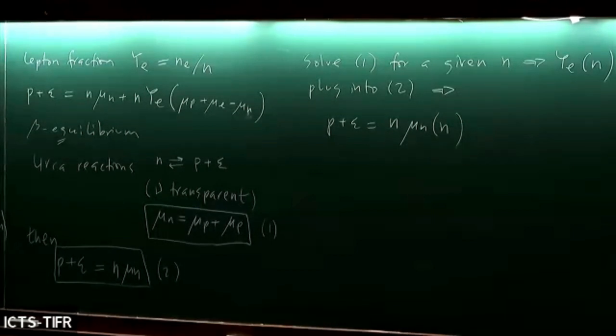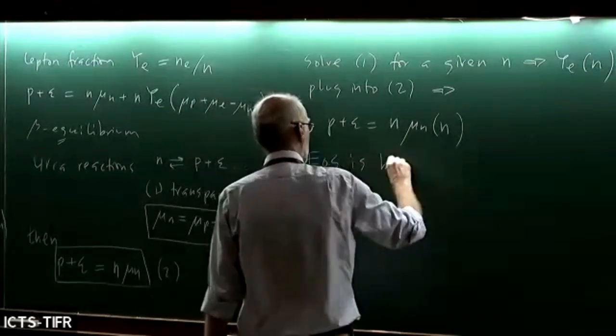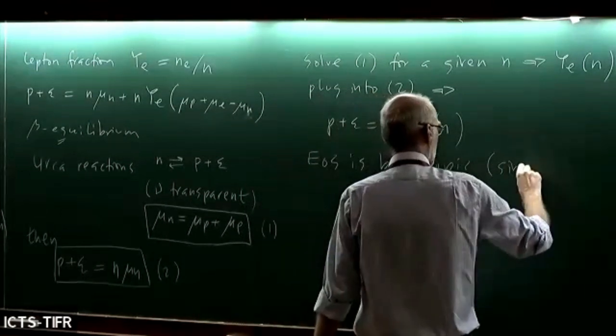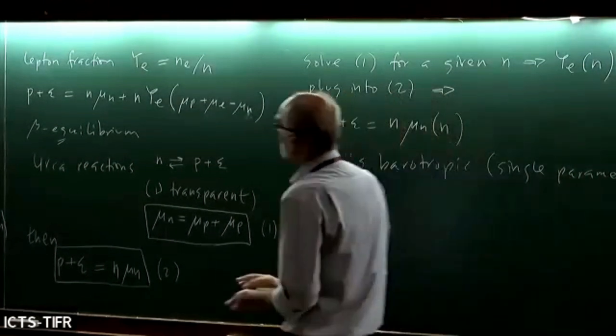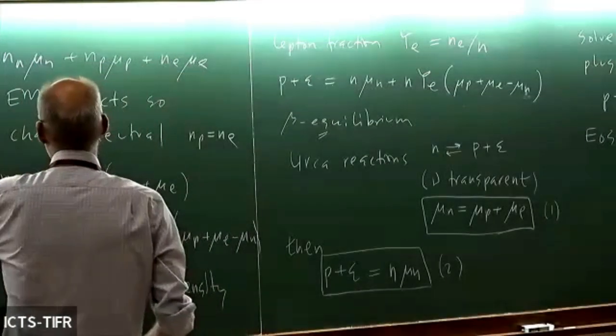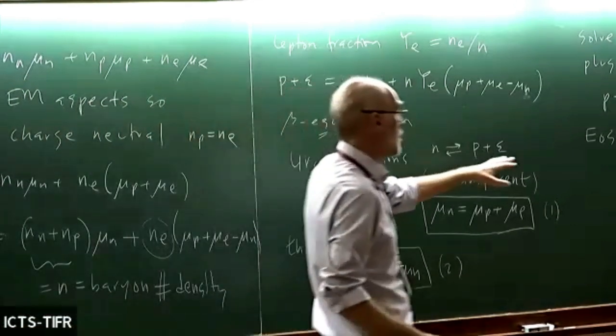Okay? It's a really simple argument. There's no fancy things. It's just a little bit about what the physical reality is. Okay? And now you see that if I'm interested in a cold star that's in equilibrium, I only need a single parameter equation of state.